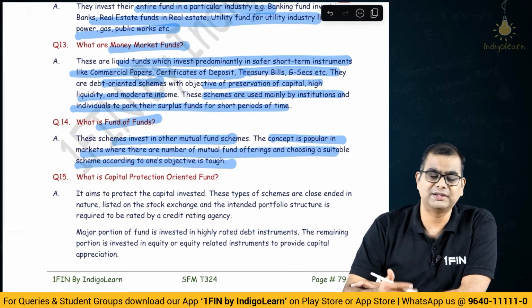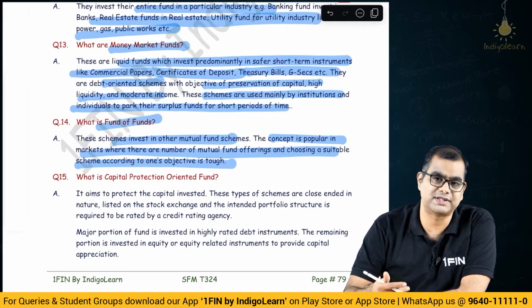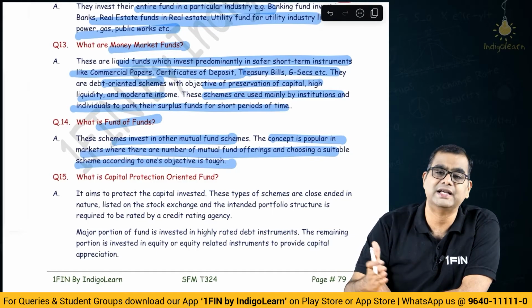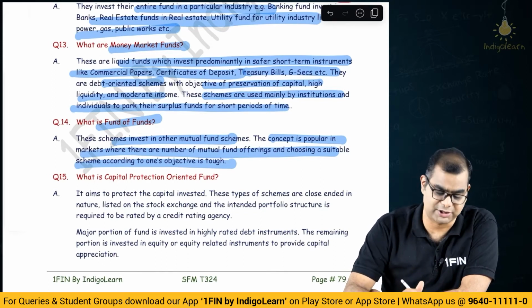So, the biggest problem in fund of funds is basically you have to incur management expenses, or the total expenses are incurred at two levels. One in the original fund, second in the investing fund. Now, what are these management expenses? I will come back to it. It is explained much better.